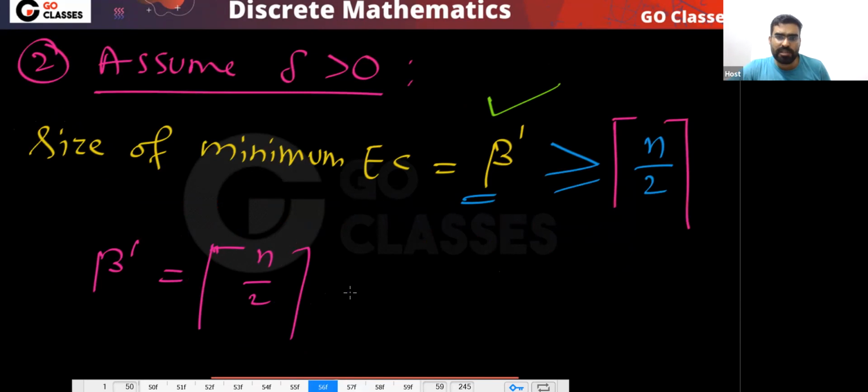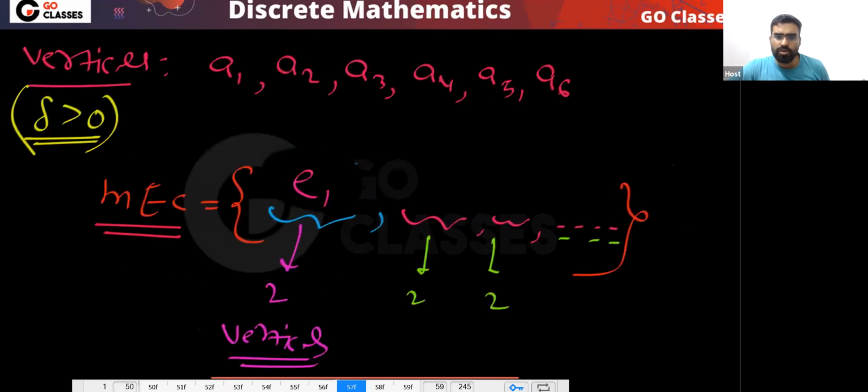This is equal to ⌈n/2⌉. Tell me, can I do this? No, this is not correct, because you can have this type of situation. So at least 3 edges we need. In the minimum edge cover, at least 3 edges we need.